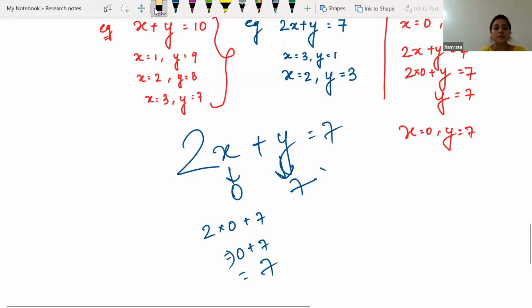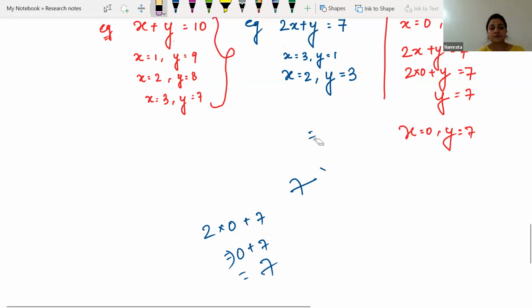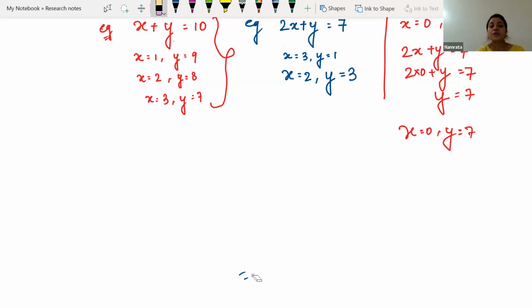Similarly, suppose we have to find other pairs also, because there are infinitely many solutions. So suppose we have to find 2 solutions, 3 solutions, 4 solutions, like that. Okay, so already the time is over. Let me keep it this much, just a moment.